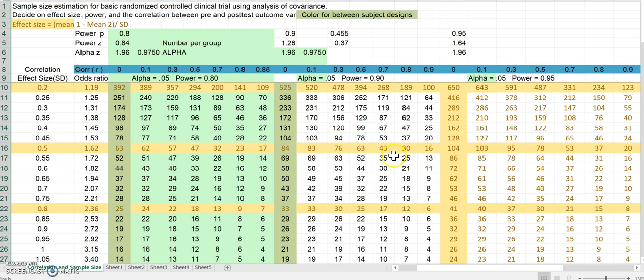So that's how you read this sample size table. Good luck. Correlations go down these columns, and the columns are equal to power 0.8, 0.9, and 0.95 at alpha 0.05, with a certain correlation and a certain effect size.